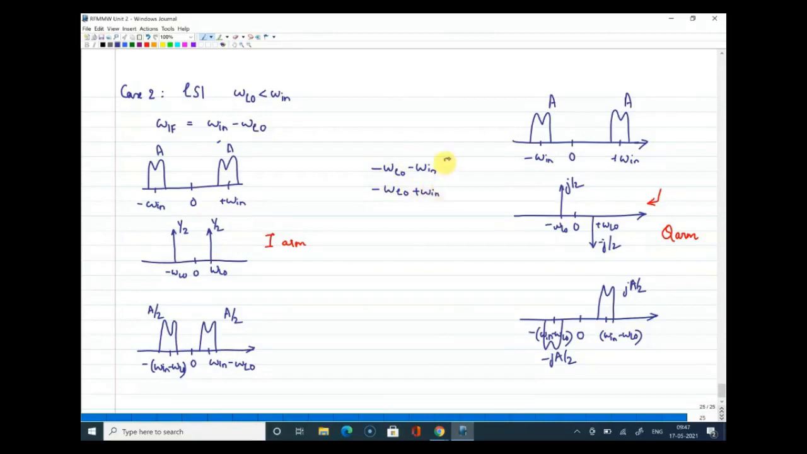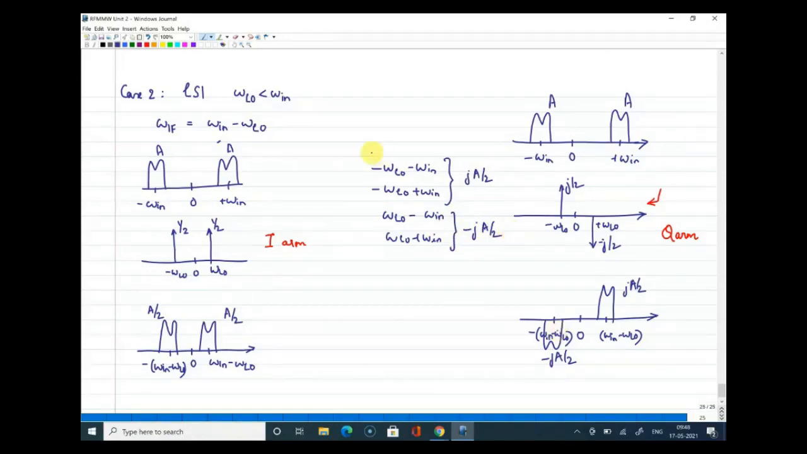Both will have jA by 2 components. Now the other ones will be omega LO minus omega in and omega LO plus omega in. Yeah, these two will have minus jA by 2. All right. Now, what is my intermediate frequency?